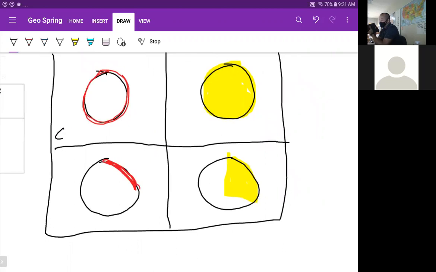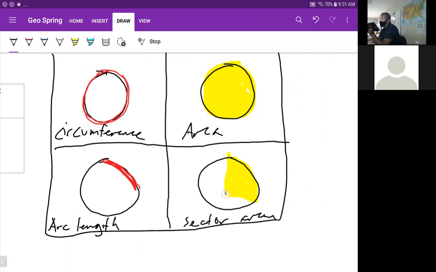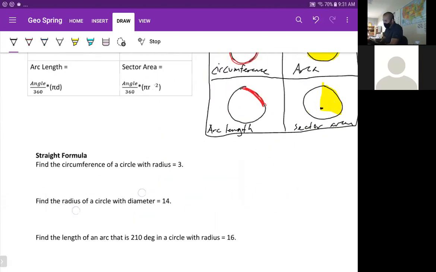This is circumference. This is area. This is arc length. And then this is sector area. This is supposed to be the midpoint, the center right here. It's not drawn well. Sorry about that. So anyway, let's just go into examples.